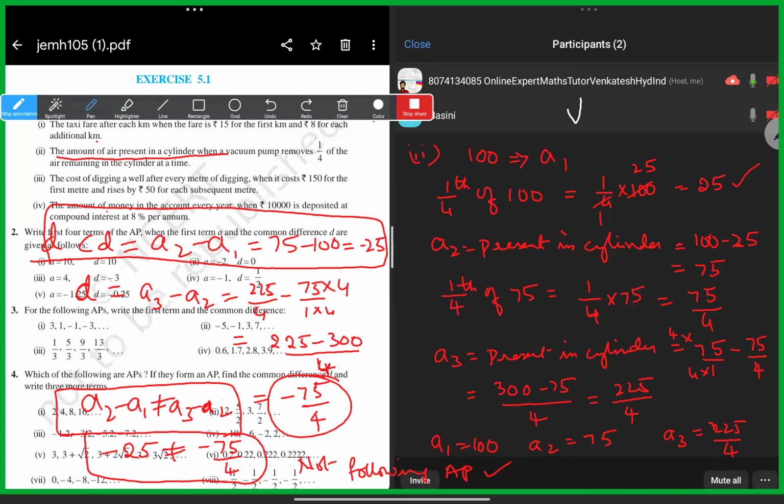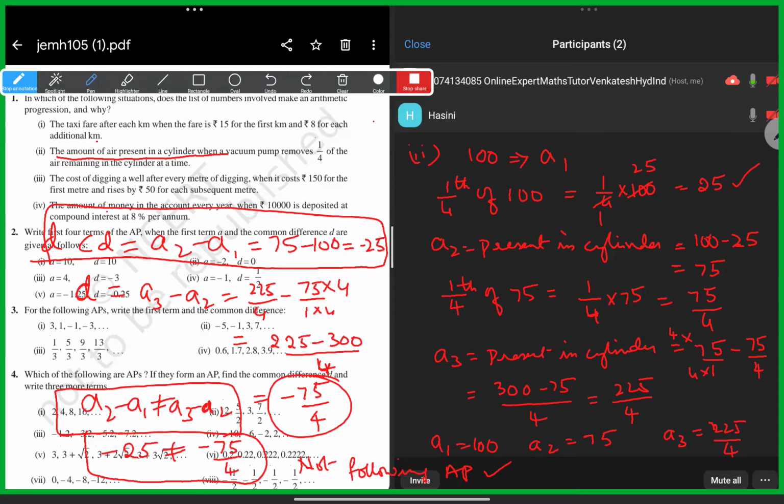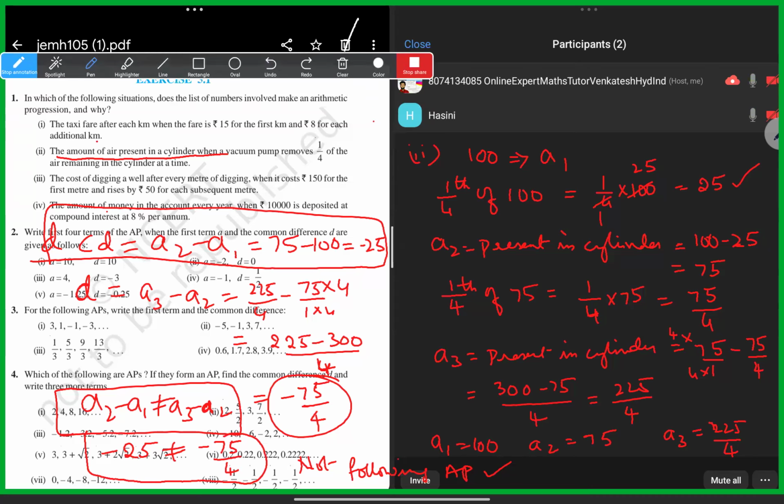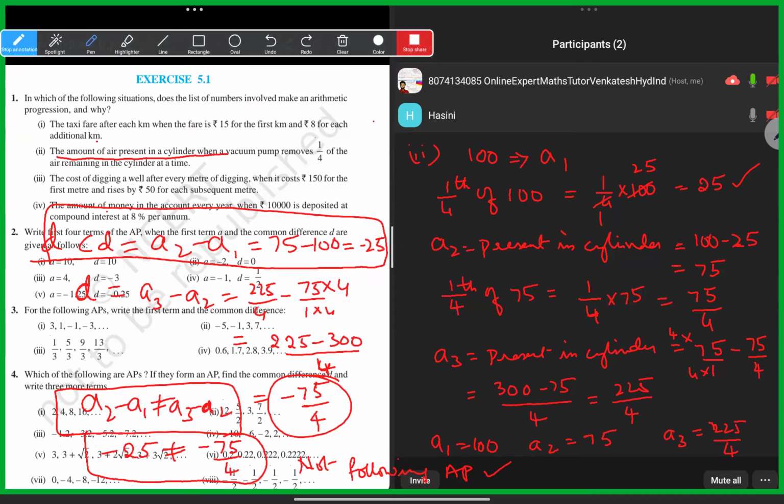Then they'll subtract V by 4 from V, just like how I did 100 minus 25 here. 1/4 of 100 is 25, so I did 100 minus 25 to get the remaining air present in the cylinder. The same way they'll do with variables. But later, checking A2 minus A1 and A3 minus A2 with variables will confuse. That's why I took the starting value as 100. Any doubt? No, sir. So the second one is not following arithmetic progression.